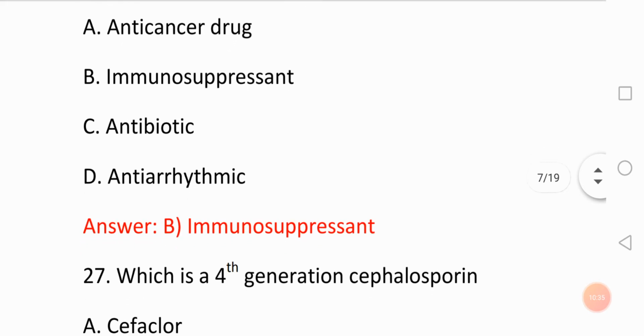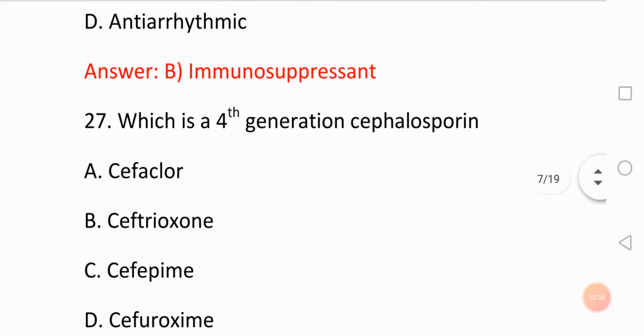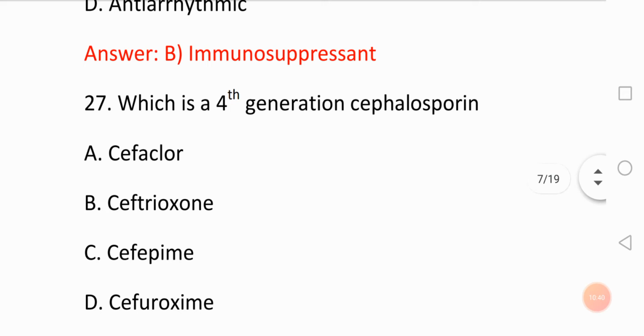And next question is 27. Which is a fourth generation cephalosporin? A. Cefaclor, B. Ceftriaxone, C. Cefepime, and D. Cefuroxime. And the answer is Cefepime, C.